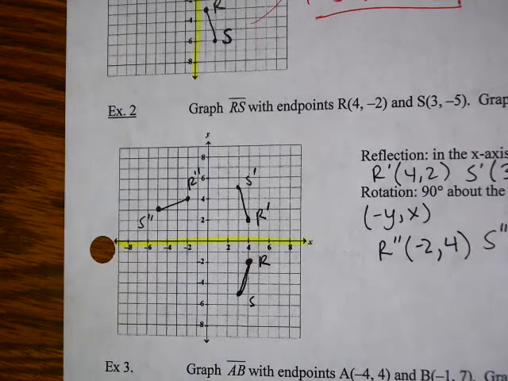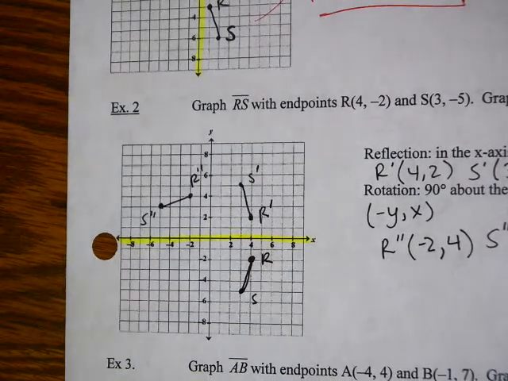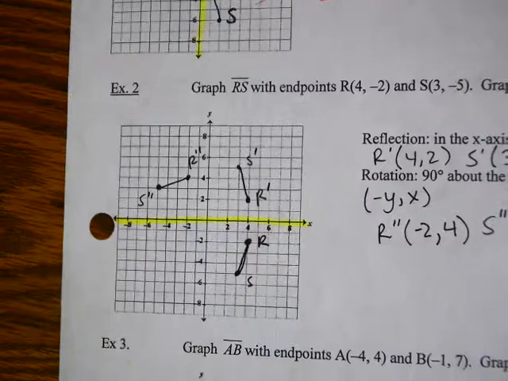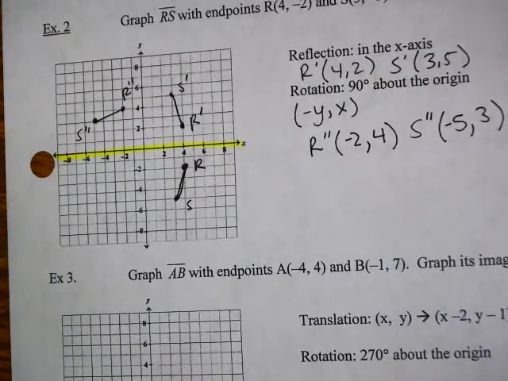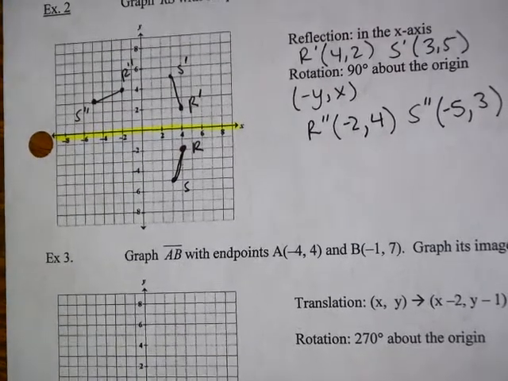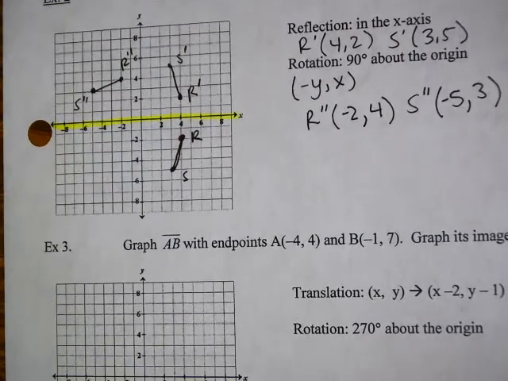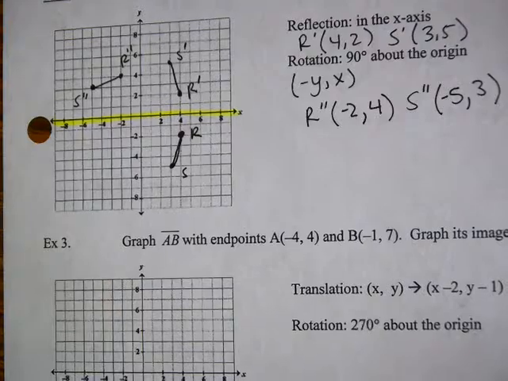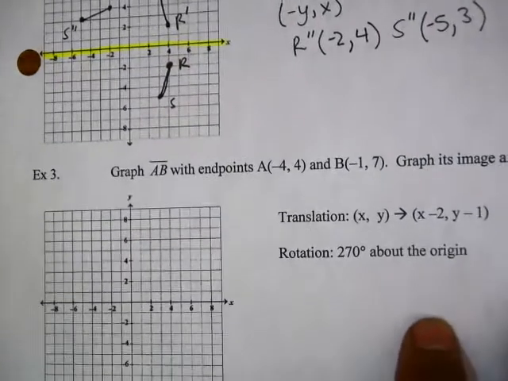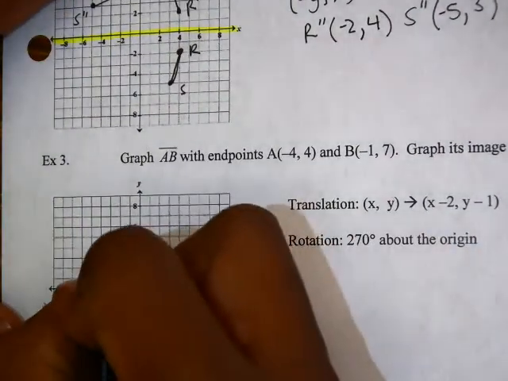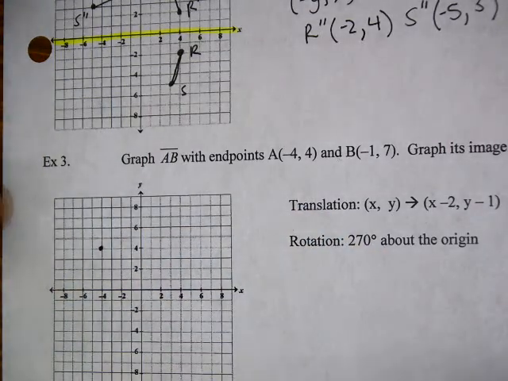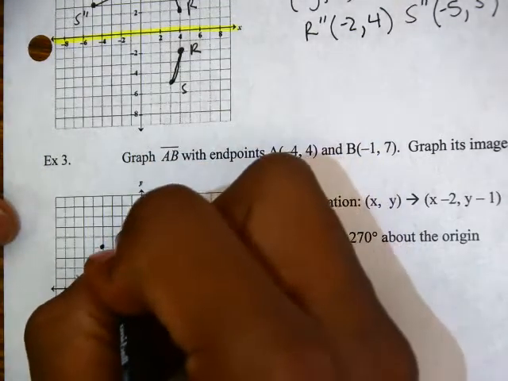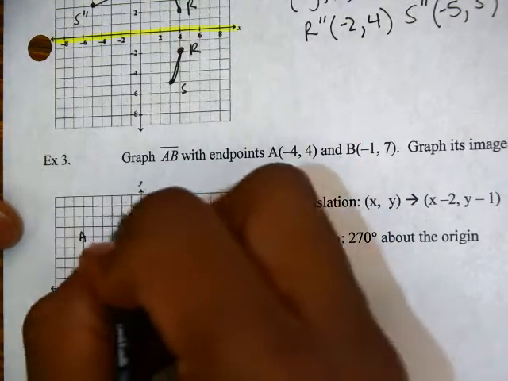So in example 3, we're asked to do another composition. This time it doesn't involve reflection, it involves a translation, a moving. It does also still involve a rotation. So let's go ahead and graph AB first. -4, 4 is right there. -1, 7 is right here. So that's A, B.